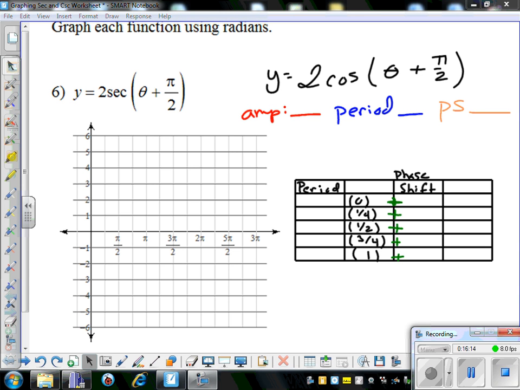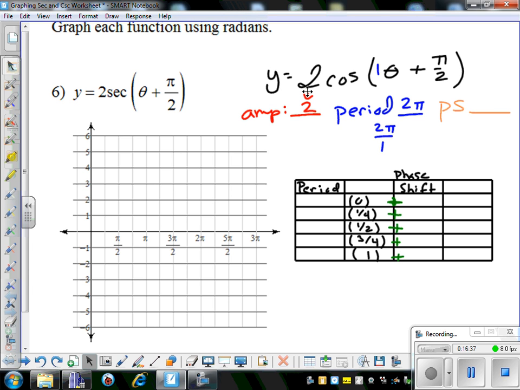All right, now let's look at number 6. Y equals 2 secant theta plus pi over 2. Now, when we graph this one, our amplitude is going to be 2. Our period is still 2 pi divided by the number in front of theta, so that's 2 pi divided by 1, which is just going to give us 2 pi.